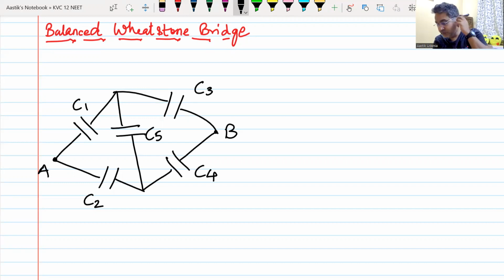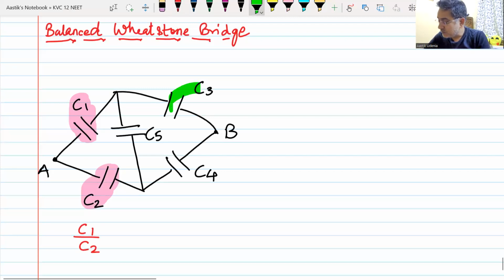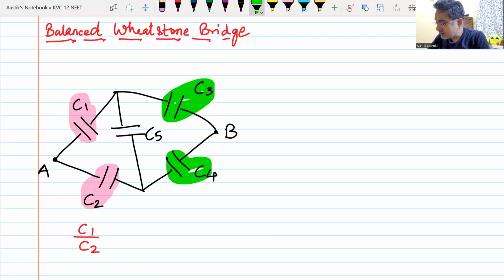Now, to understand which capacitors are in series and parallel becomes very difficult. But if a condition is given, and what is this condition? Look at this C1 and look at this C2. If the ratio of C1 by C2, and look at the other arm, we call this the left arm and this one the right arm, and you look at the right arm and you see C3 and C4, and you then realize that C1 by C2 is equal to C3 by C4.